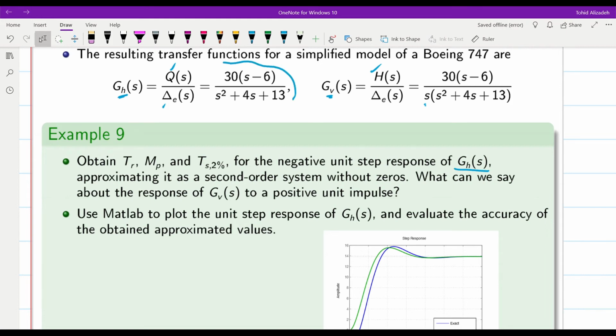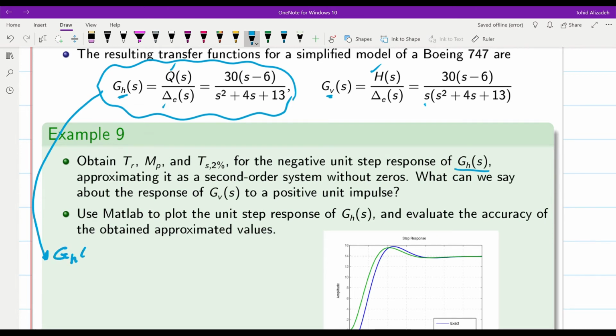So we will consider this transfer function, approximating it as a second order system without zero. And then we will see what can we say about the response of GV to a positive unit impulse. So you can see that this is a second order system. GH is a second order system with a zero.